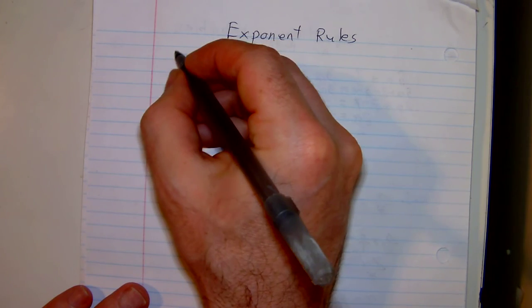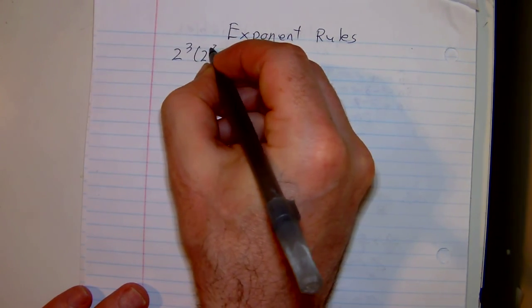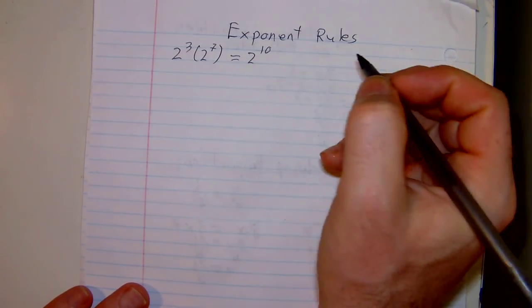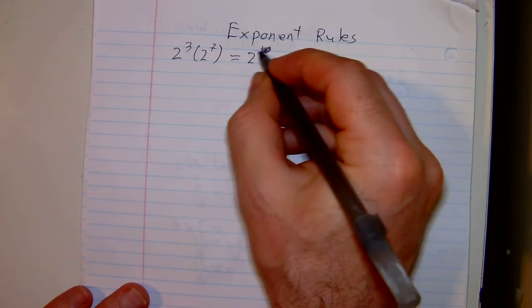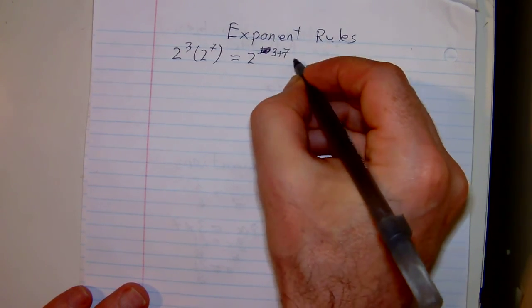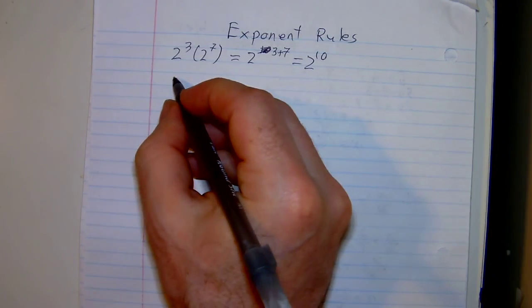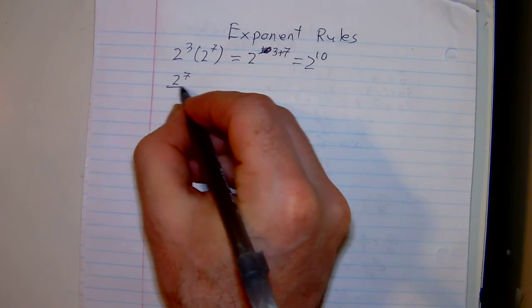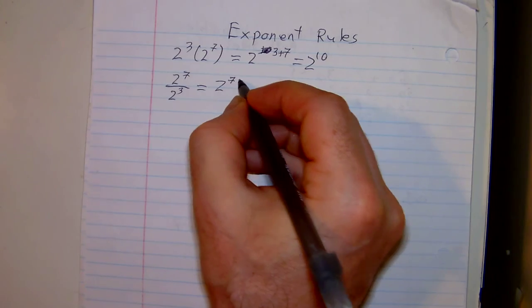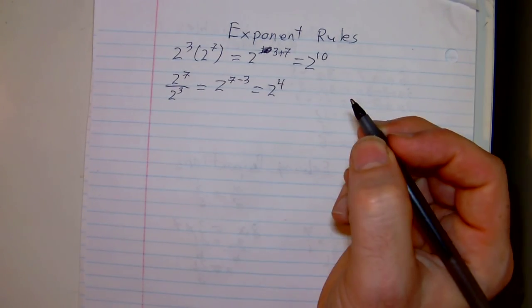So the first thing is if we have 2 to the power of 3 times 2 to the power of 7, when we multiply two powers, we add the exponents. So we'll get 2 to the power of 3 plus 7, which is 2 to the power of 10. If, on the other hand, we are dividing two powers, then we are going to subtract the exponents, 7 minus 3, which is 2 to the power of 4.